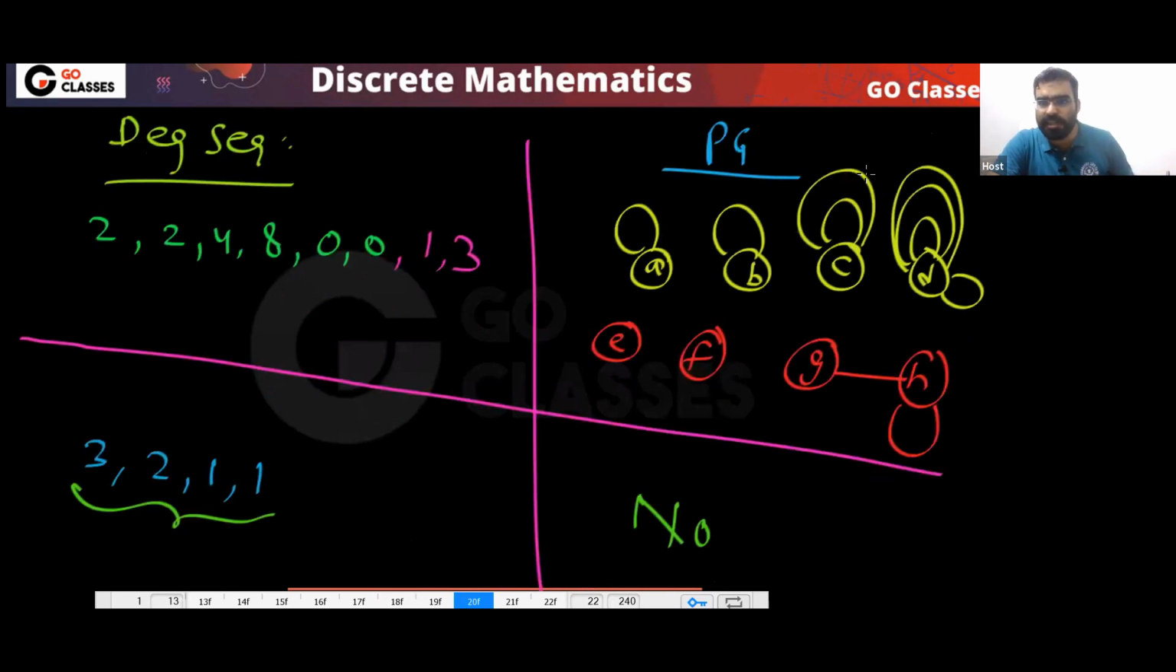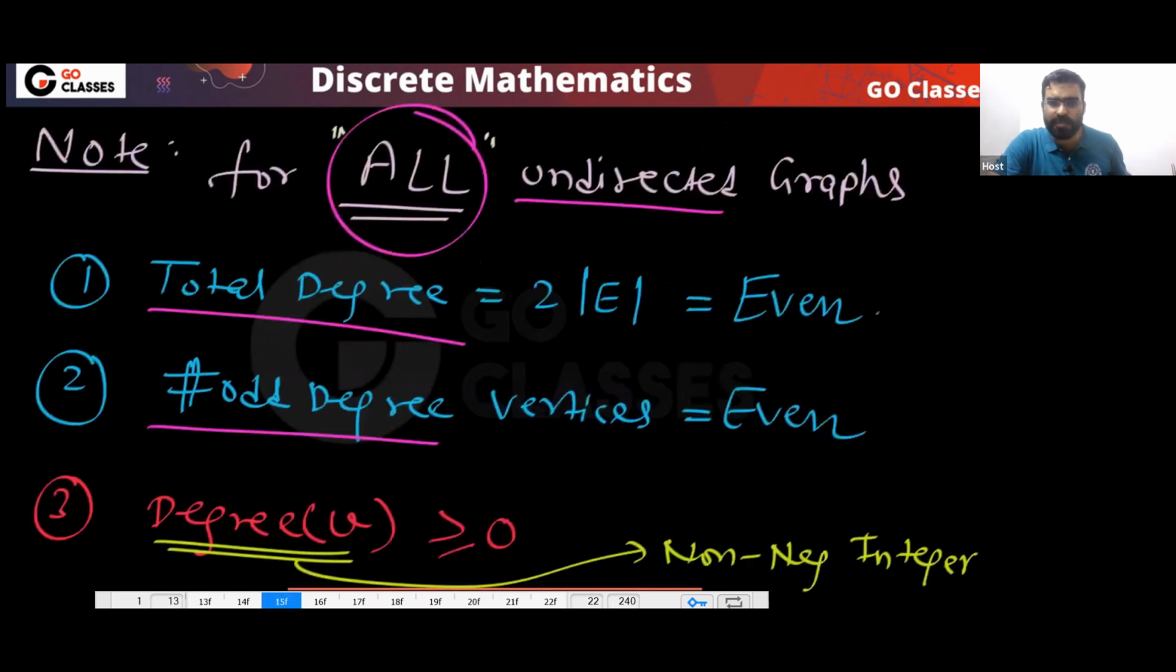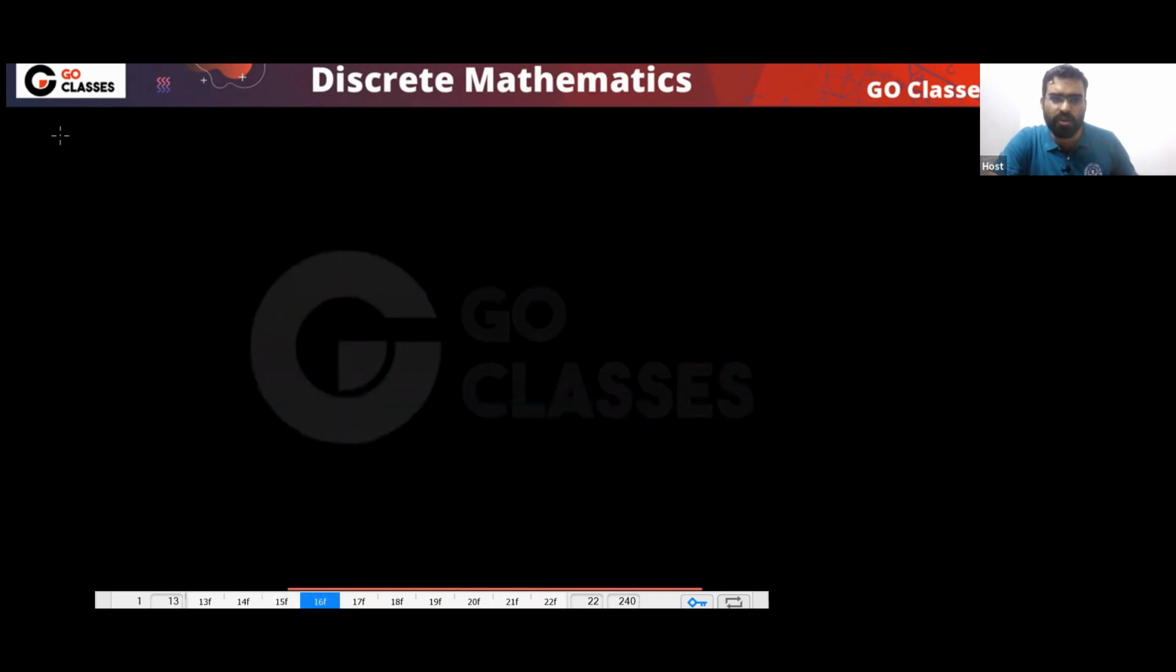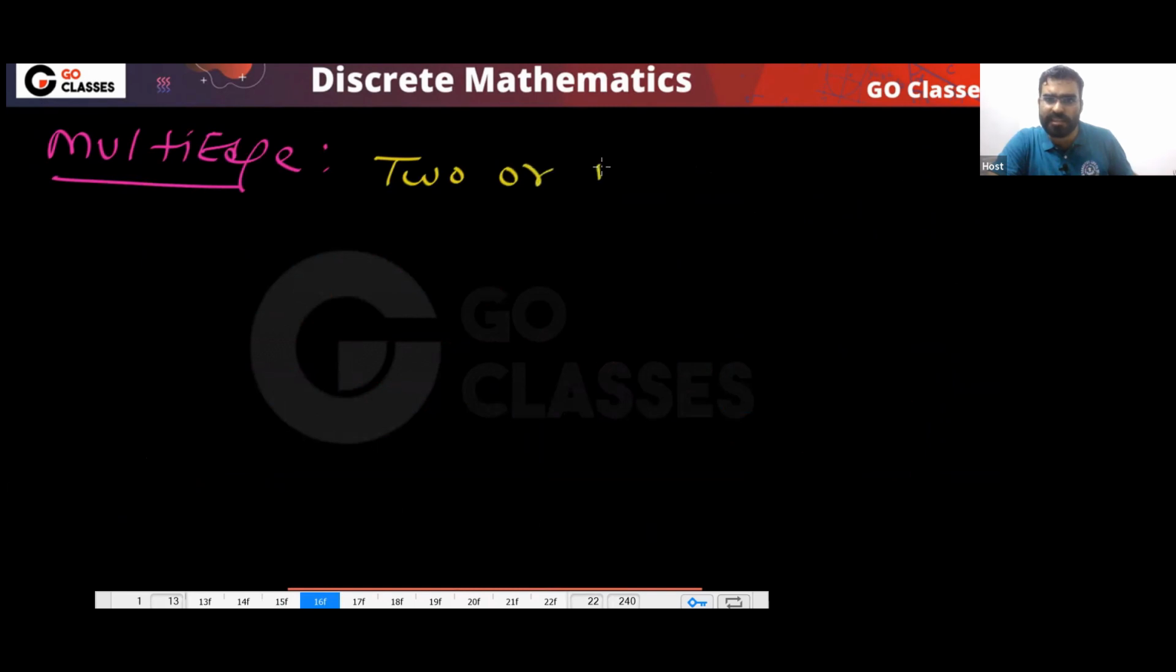Tell me one thing, are these multi edges or self loops? These two edges, these are multi edges, right? Yes or no? These two are self loops, but they are multi edges. Like these three are multi edges. You know what a multi edge is? Multi edge means two or more edges which are exactly same.